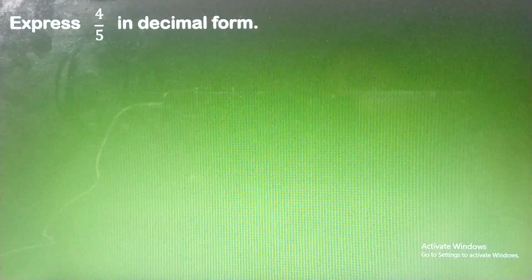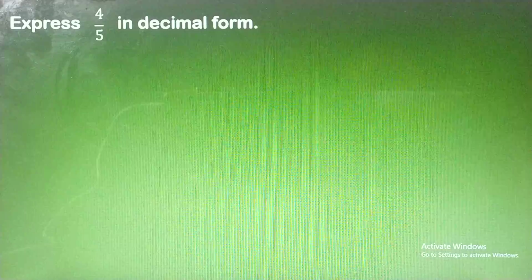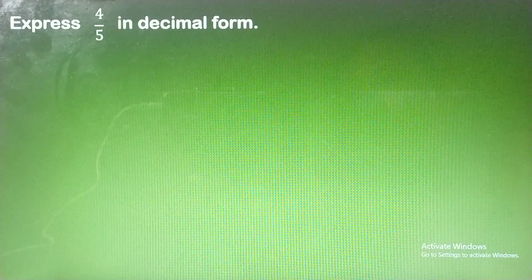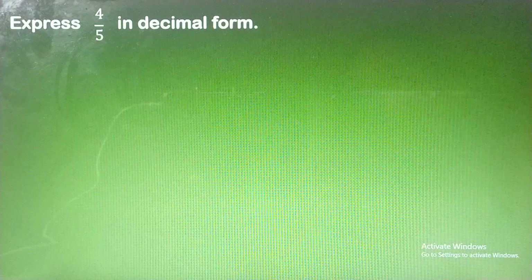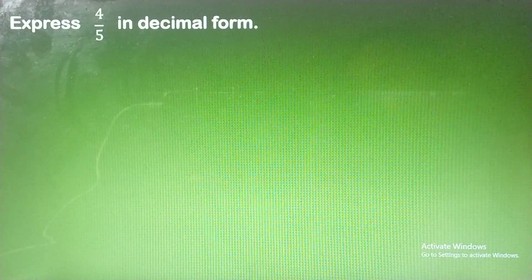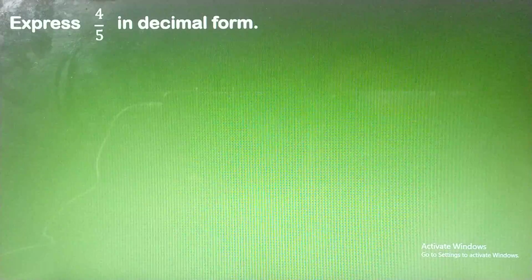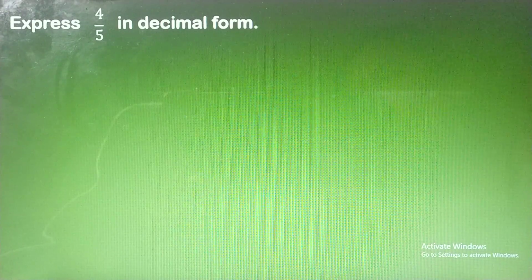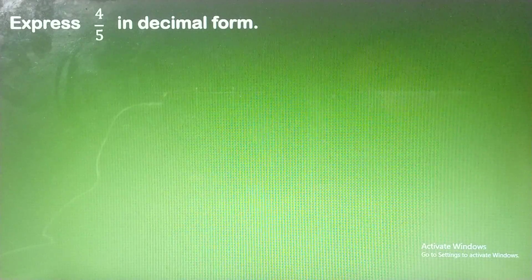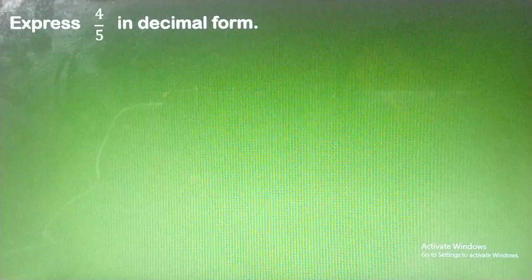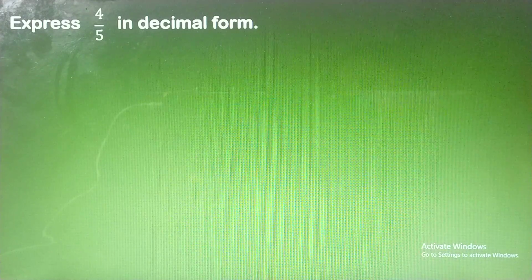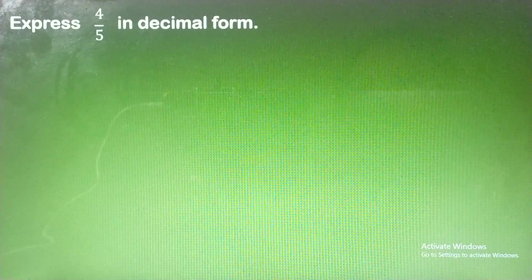Express 4/5 in decimal form. Yung given na 4/5, that is an example of fraction. Bakit siya naging fraction? Kasi it composes of two numbers. Merong upper part, meron ding lower part. Yung upper number, ang tawag po natin doon ay numerator. And yung number sa lower part, that is our denominator.